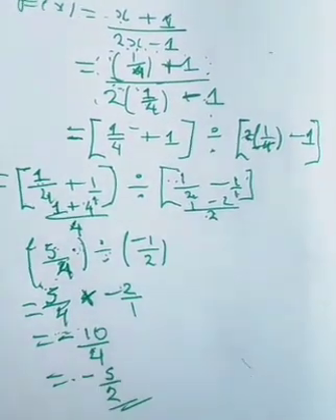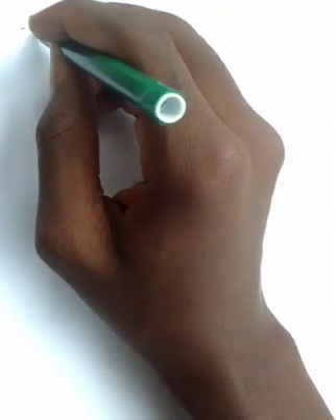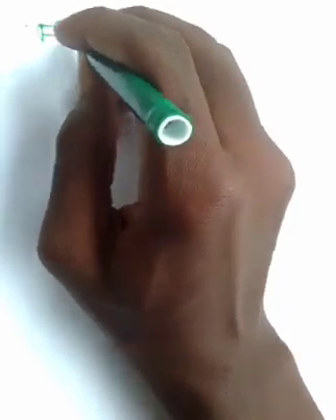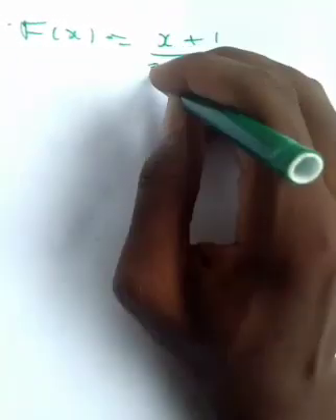Okay, so let's go to question 2. So question 2, they are saying that find the domain and range for the function x plus 1 over 2x minus 1.